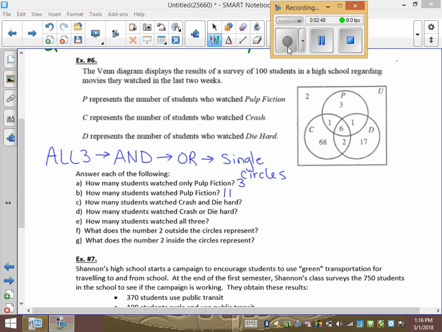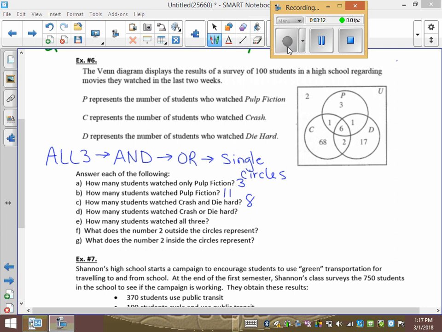All right, what happens if I have Crash and Die Hard? They say Crash and Die Hard only? Crash and Die Hard only would be 2. What's Crash and Die Hard? Where did they overlap? Look at the two Crash and Die Hard circles. Where do they overlap? 6 and 2, right? So how many are there?